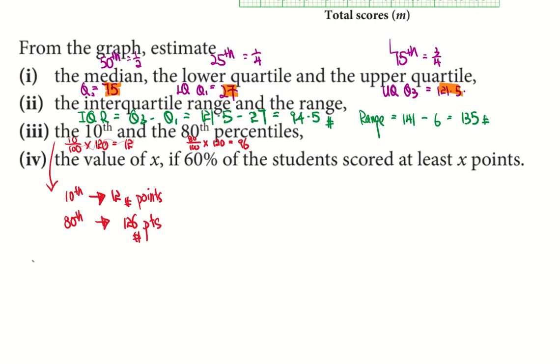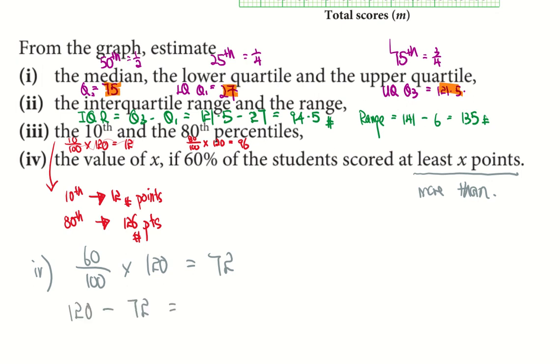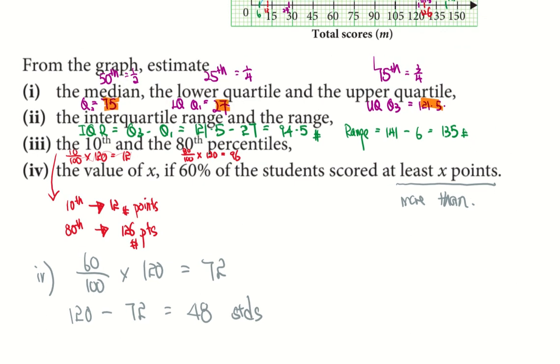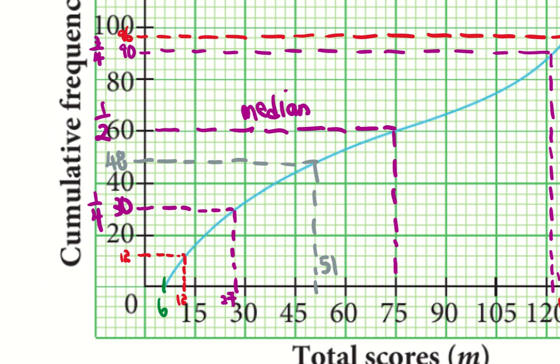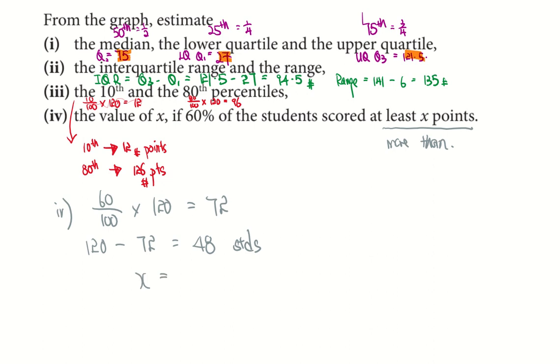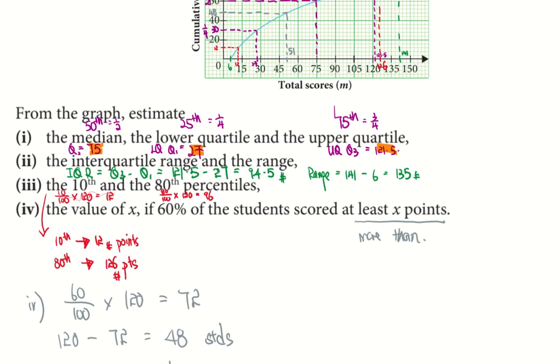I want to find 60% first out of 120 students. This will give us 72 students who score at least X points, which is more than. My cumulative frequency curve does not allow us to read more than. I want to read less than. So I need to use 120 minus 72. So actually 48 students will have less than X points, which is what I can see from the cumulative frequency curve. Then I go to 48 students. After I go to 48 students, draw the line, I find the score to be 51. So this means X is equal to 51 after I find it from the graph.